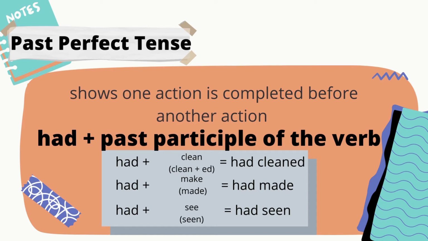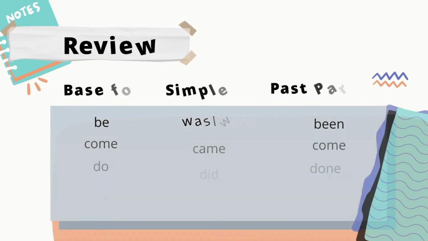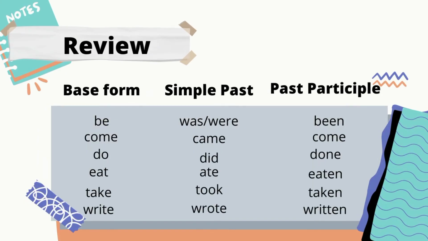Please bear in mind that the past form of the verb is different from the past participle. Let's have a quick review of the past tense and past participle of some irregular verbs. The verb is be. The simple past is was for singular nouns and were for plural nouns. The participle is been.